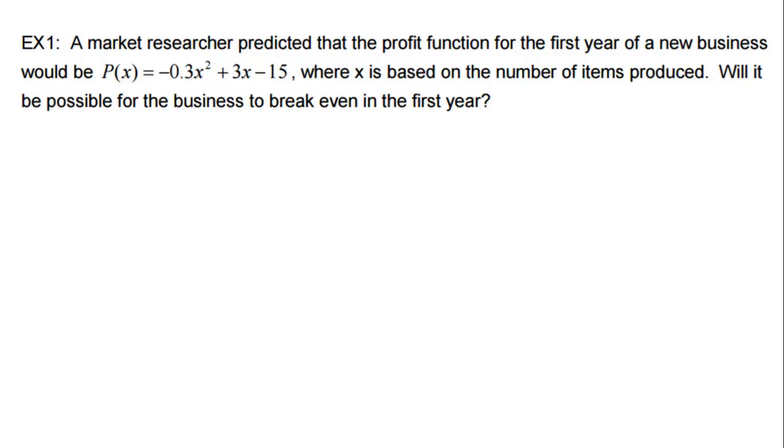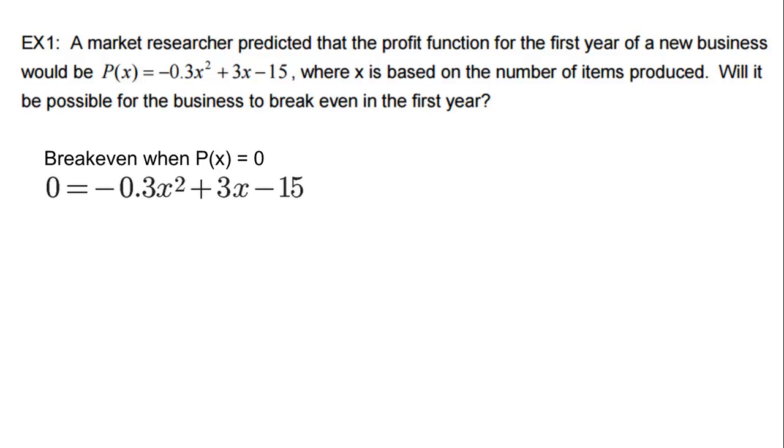So an application here is a profit function for the first year of a business. X is the number of items produced. Will it be possible to break even? And so you've got the amount of money that they're profiting. Break even happens when p of x equals 0, so when the profit equals 0. If we look at that equation, you'd be inclined to solve that with the quadratic formula. We'll try to solve it with the quadratic formula, but we're just going to check to see if you can actually break even, if it's even possible.